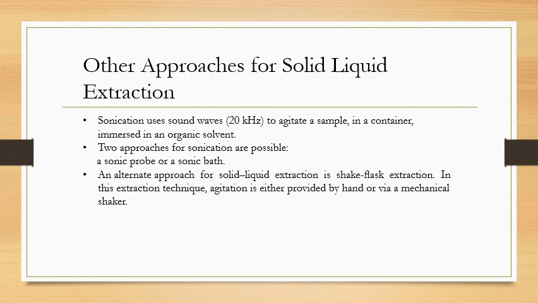Then an alternative approach for solid-liquid extraction is shake flask extraction. In this extraction technique, agitation is provided either by hand or by a mechanical shaker. A sample of 0.5 to 5 grams is placed into a suitable glass container and enough organic solvent is added to cover the sample.